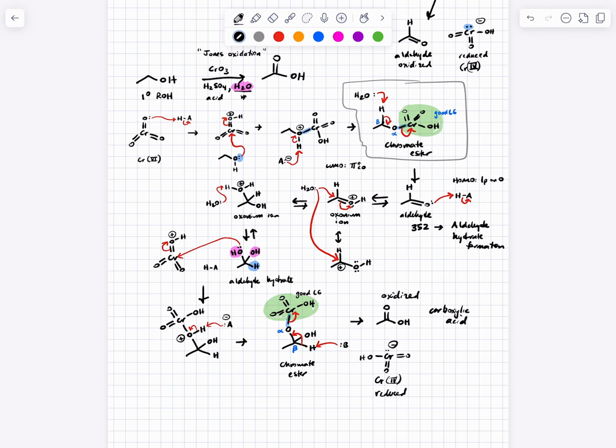Anything else we need to do there? Yeah. So I know you said some of this was for 352, but we also did it for 85, so are you still wanting us to know this? Yeah, I still want you to know this mechanism. I won't really ask you about hydrate formation at this point outside the context of the Jones oxidation. But yeah, you should know how to push the arrows here.